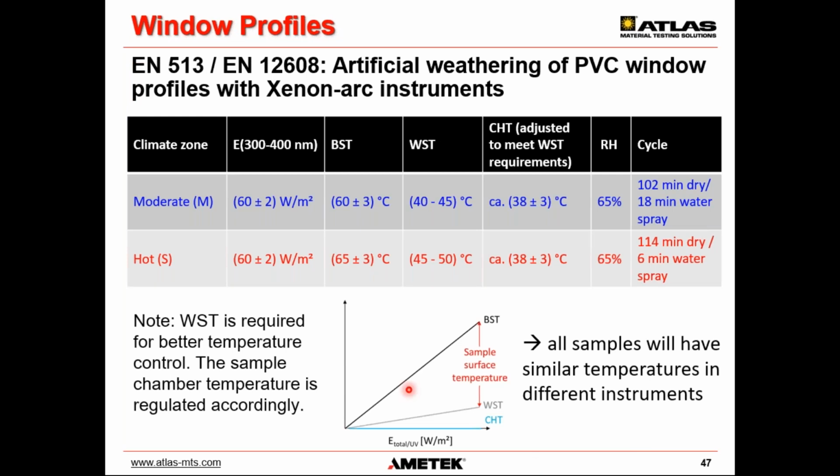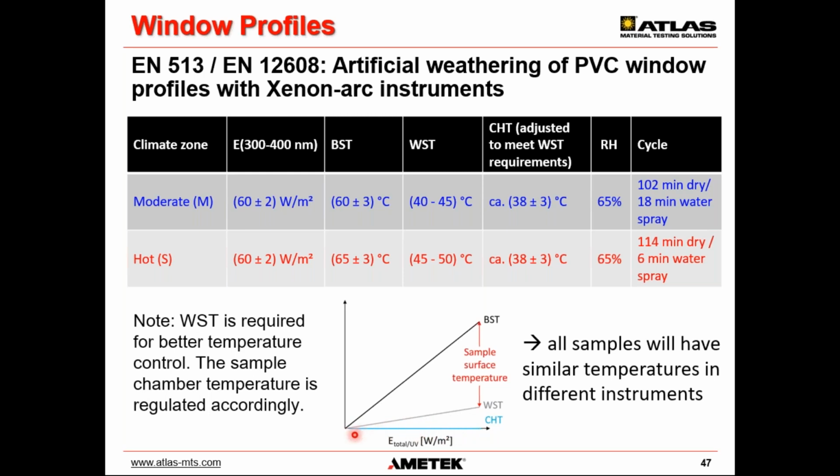For window profiles, in Europe, one of the more popular test methods is EN 513 or EN 12608. Key thing I want to note with this slide is that this group is primarily concerned with sample temperature. And in machines, you can only control either the black reference temperature, BST, or your air temperature, chamber temperature, which is your ambient temperature.